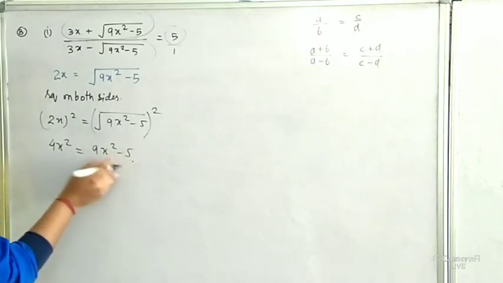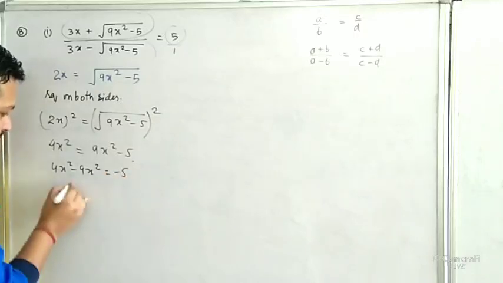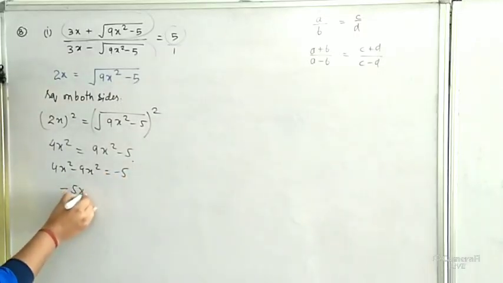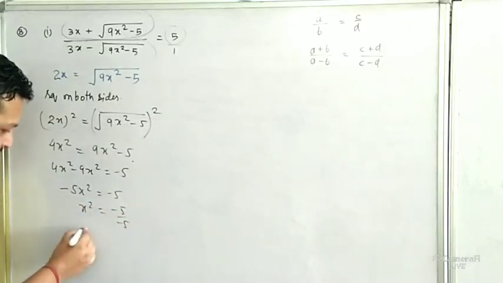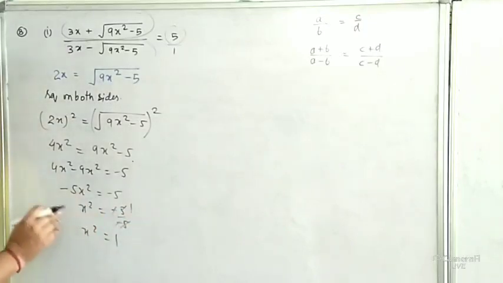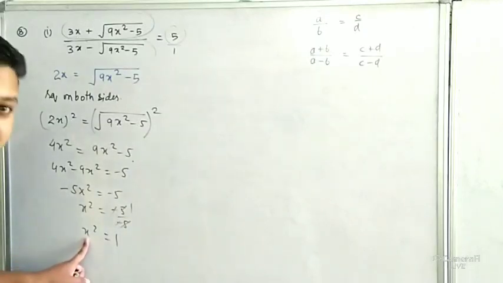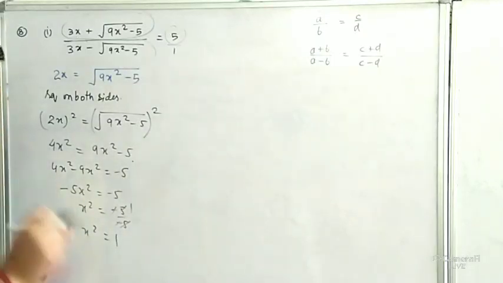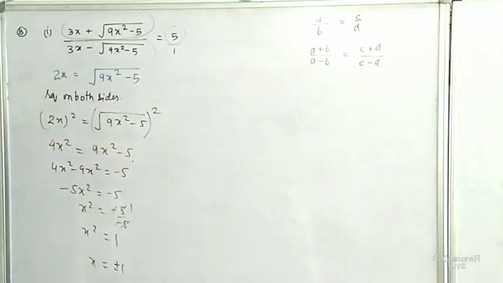Taking the x terms to the same side, 5 on this side and 9 to the other side, 4x square minus 9x square is equal to minus 5. Then minus 5x square is equal to minus 5. So x square is equal to minus 5 upon minus 5, minus cancels, 5 1s are 5, then 1. So x square is equal to 1, and as you know x square means it is a quadratic, so at that time we can calculate two answers. Remember this thing. So x is equal to plus minus 1. This is the value of x in this question. Hope you understood how to calculate the solution.